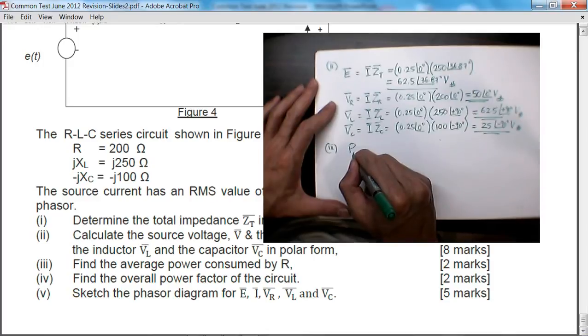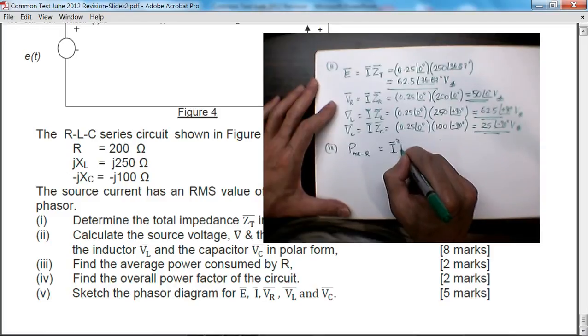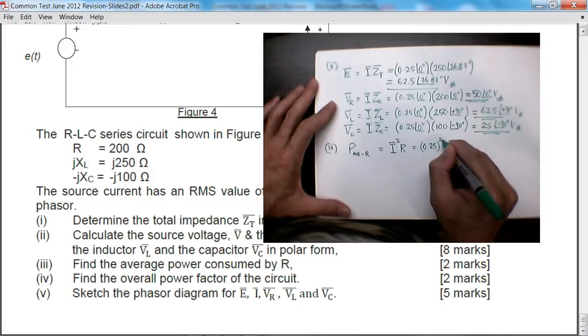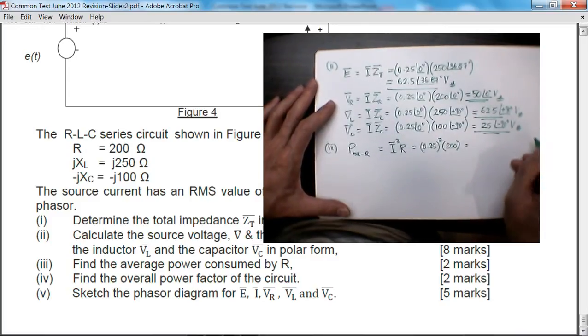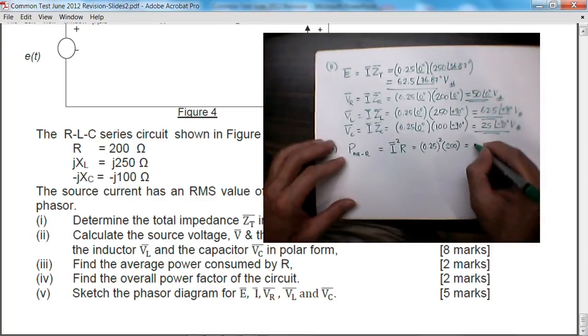So the average power consumed by the resistor can be calculated as I squared times the R value. In this case, 0.25 squared times the resistance, 200. It gives us 0.25 squared times 200, which is 12.5 watts.